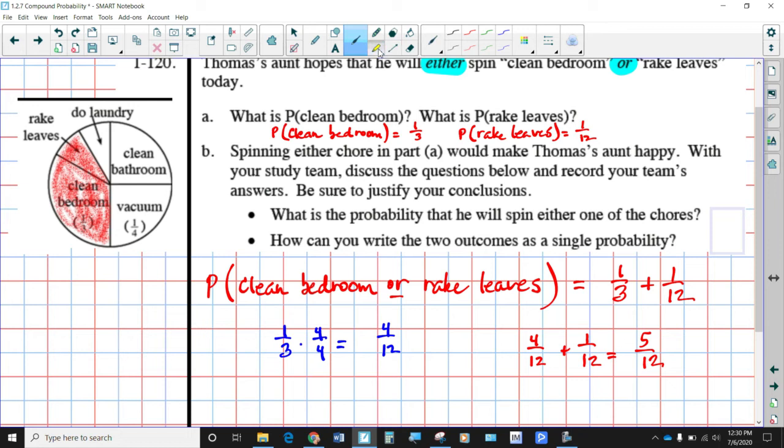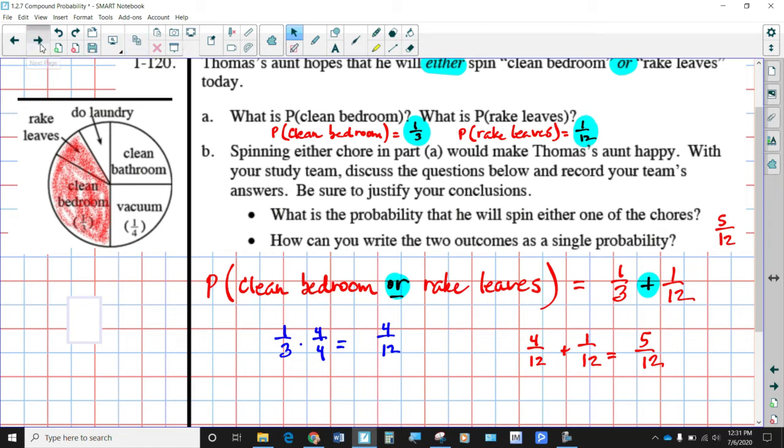When you're working with the word or, that implies that you are going to add those two together, because what it does is it takes this probability, the 1/3 and the 1/12, and you combine them to make a bigger winning section. And so that means you're going to add the two together. So with that in mind, what is the probability of him either getting rake leaves or clean bedroom? That would be 5/12 probability.